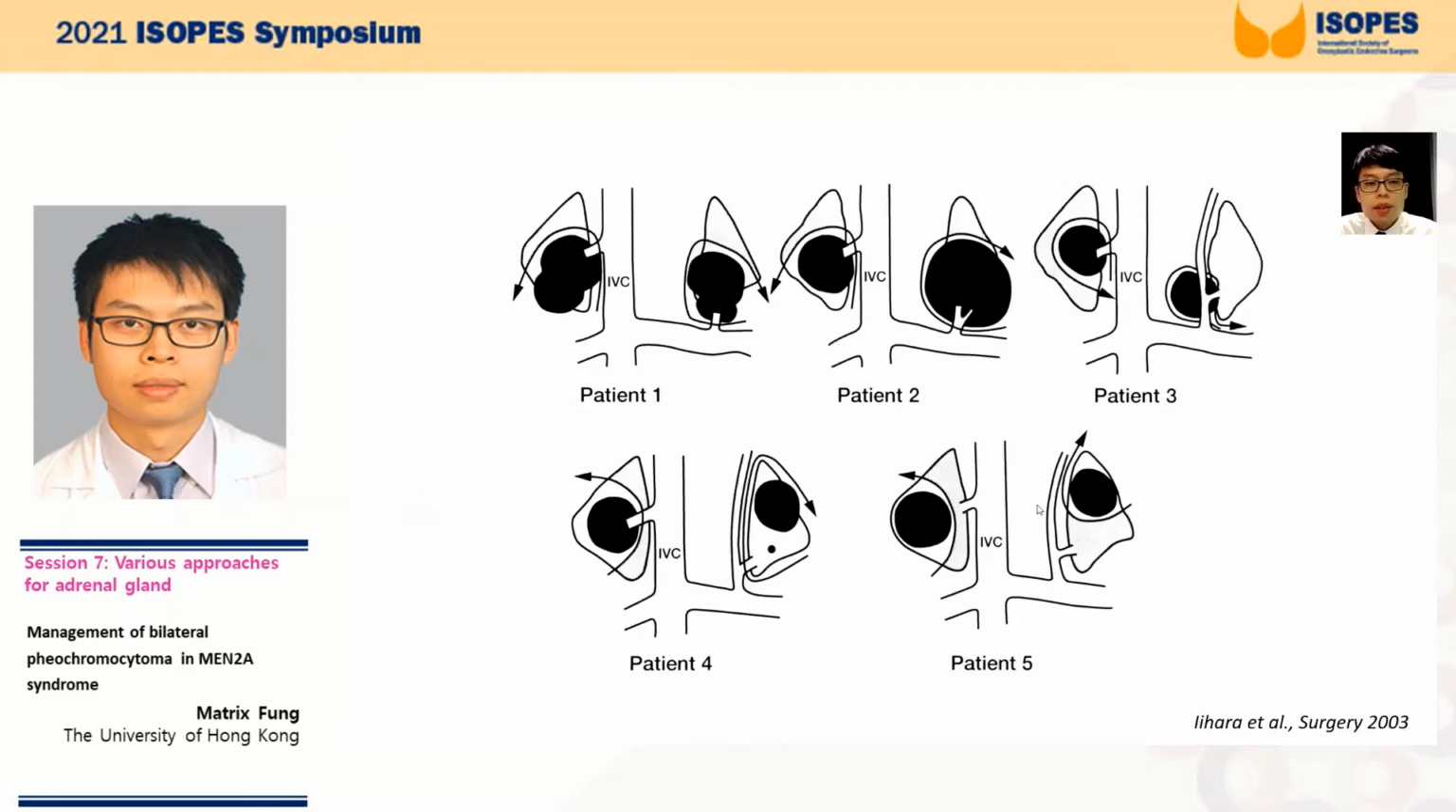This is a diagram illustrating how the location of the adrenal tumor would affect the preservation of the adrenal vein. You can see in patient 5, in the right lower corner here, the tumors were located further away from the adrenal vein, more laterally or more superiorly, and therefore the surgeon was able to preserve the adrenal vein.